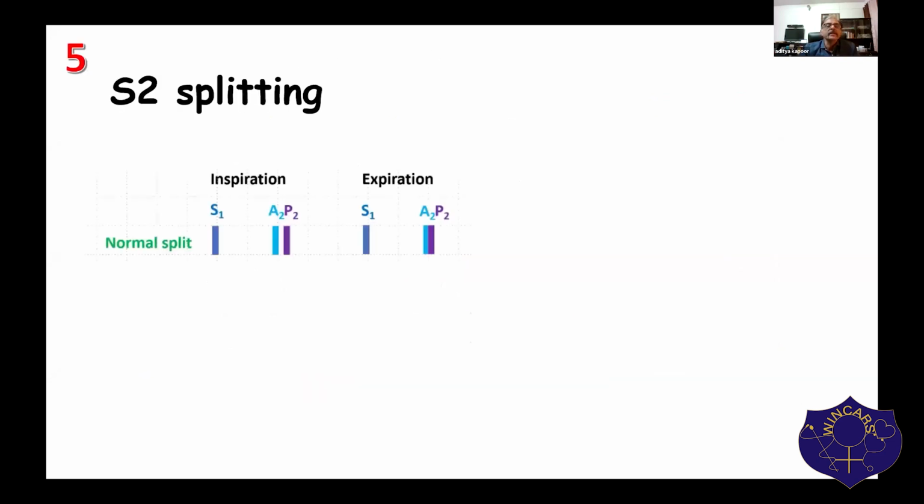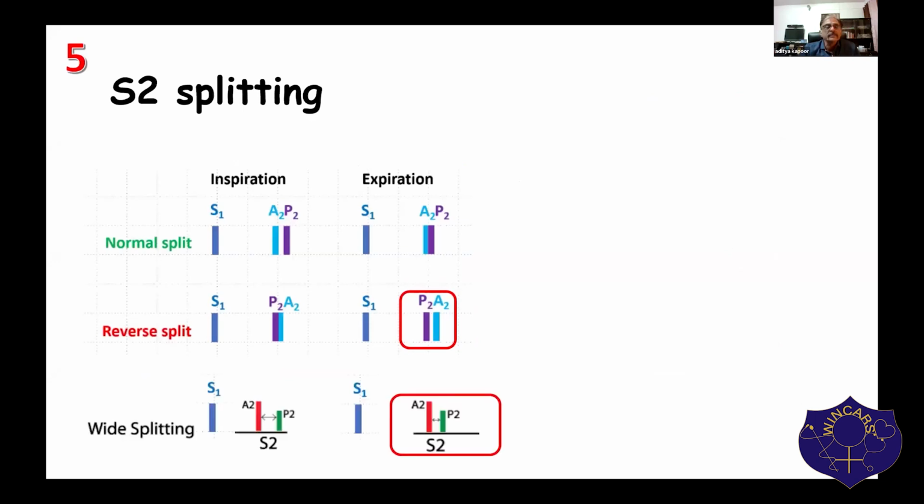So S2 splitting, this is the normal split. Reverse split, which happens in severe AS. I just brought in this figure as well, wide split. So if you look, in reverse split also there is expiratory splitting, in wide split also there is expiratory splitting. So what is the difference? Sometimes candidates get confused. The main clincher is the A2P2 interval during inspiration. If you look at reverse split, the A2P2 interval has closed. In wide split, it is still there. So, that is the main clincher.